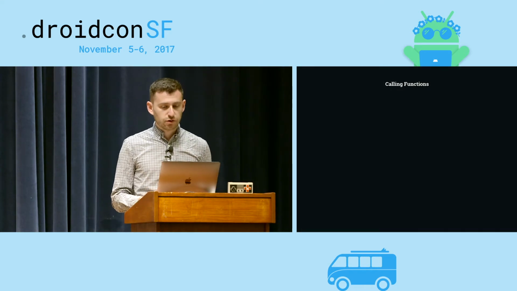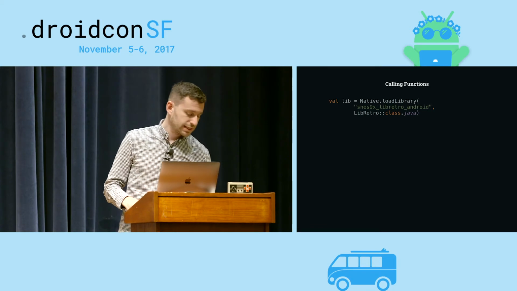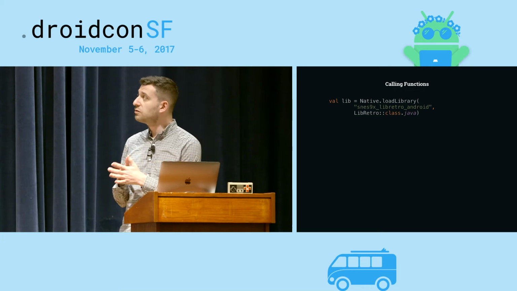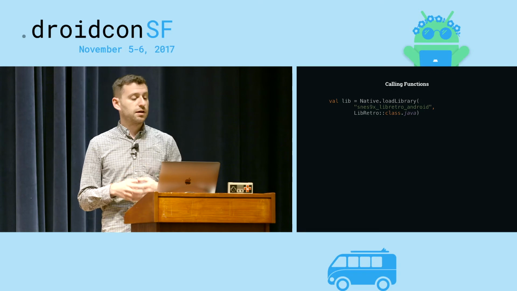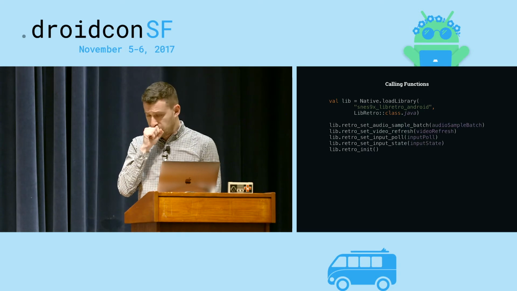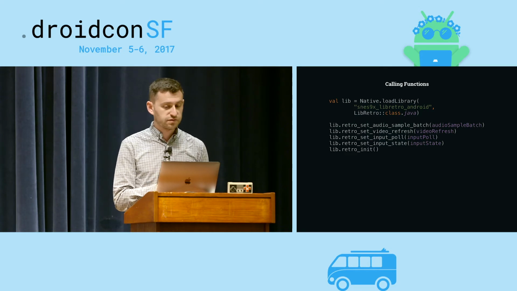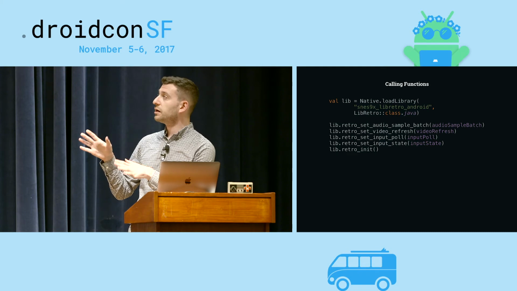As we saw before, the first thing we want to do is call native.loadLibrary. In this example, we'll specify a Super Nintendo emulator, and we'll pass in this library interface that we've been incrementally building up. Next, we're going to set up all the callbacks that we just defined and initialize the library. So we've got audio, we've got video, and we've got input.